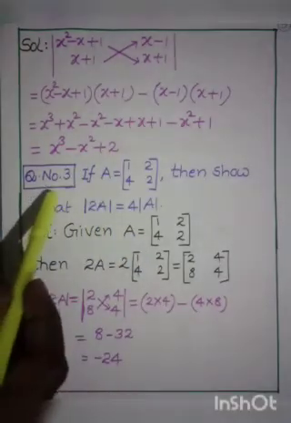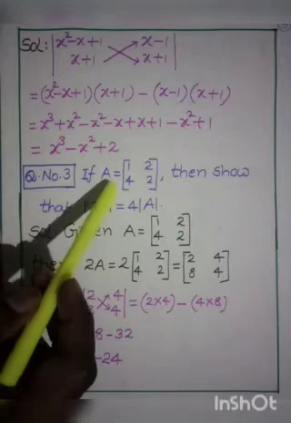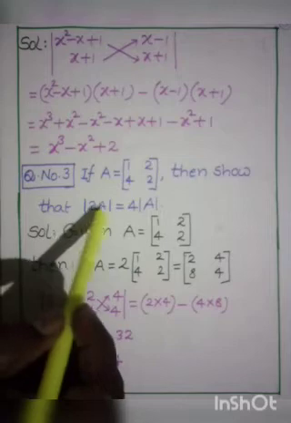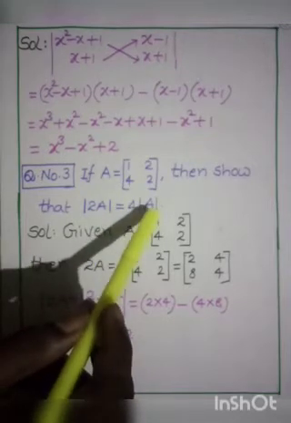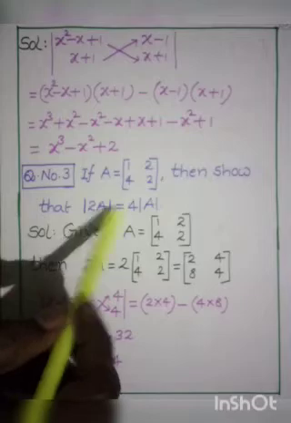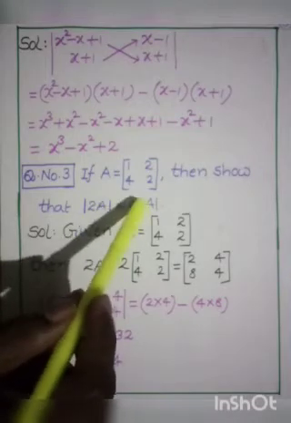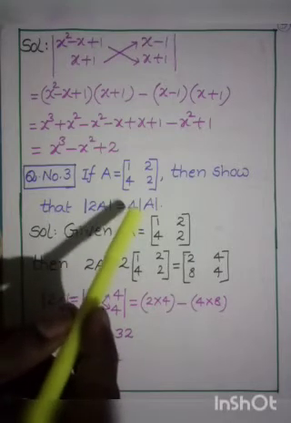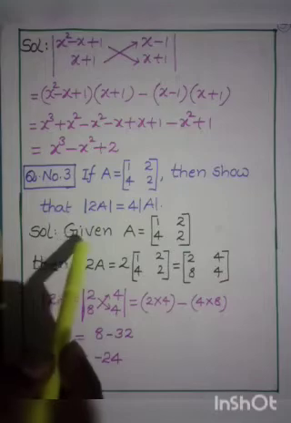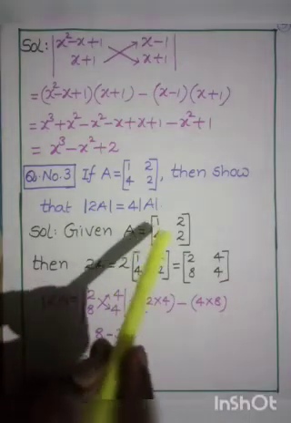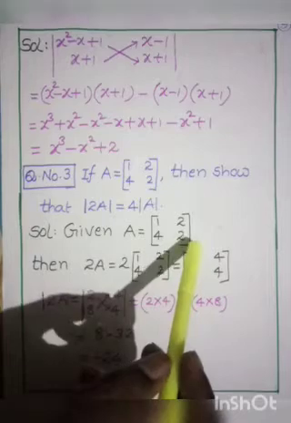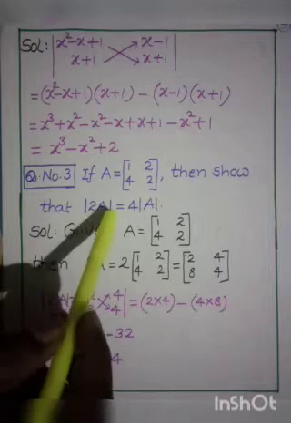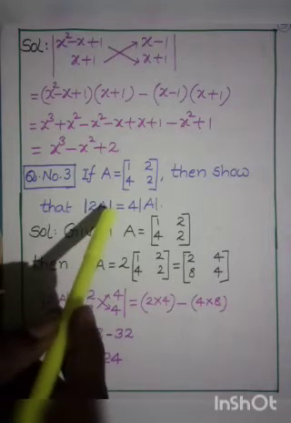Right. Now come to question number 3. If A is equal to the matrix 1, 2, 4, 2, then show that determinant of 2A is equal to 4 into determinant of A. We have to show this statement. Understood this step, my dear children? Not modulus of 2A. Remember this point, my dear children, in matrices. Okay, now first we write the given matrix A. What is the given matrix A? 1, 2, 4, 2. Now for the LHS, what should be found? Determinant of 2A. Without finding 2A, we can't find the determinant of 2A directly.